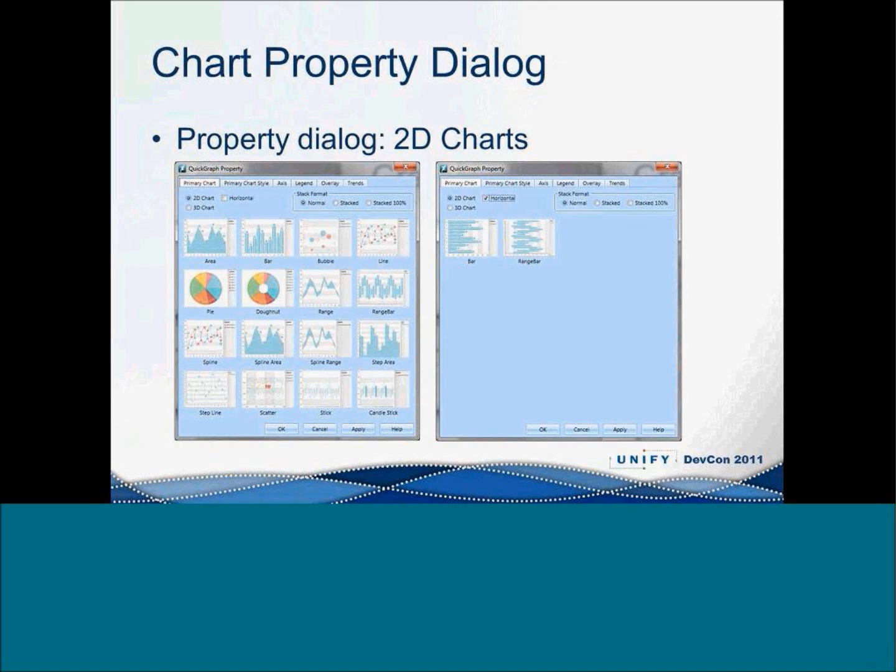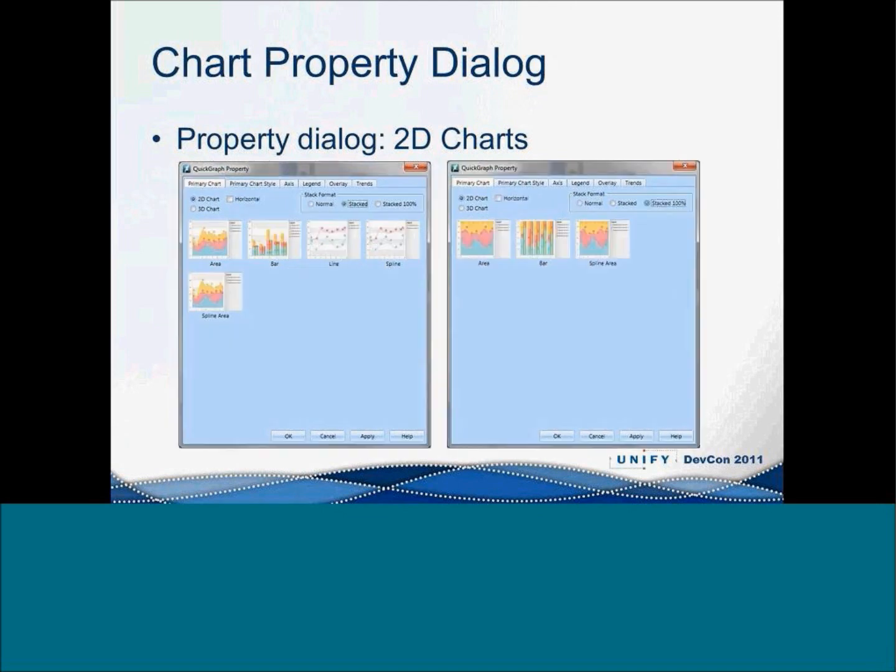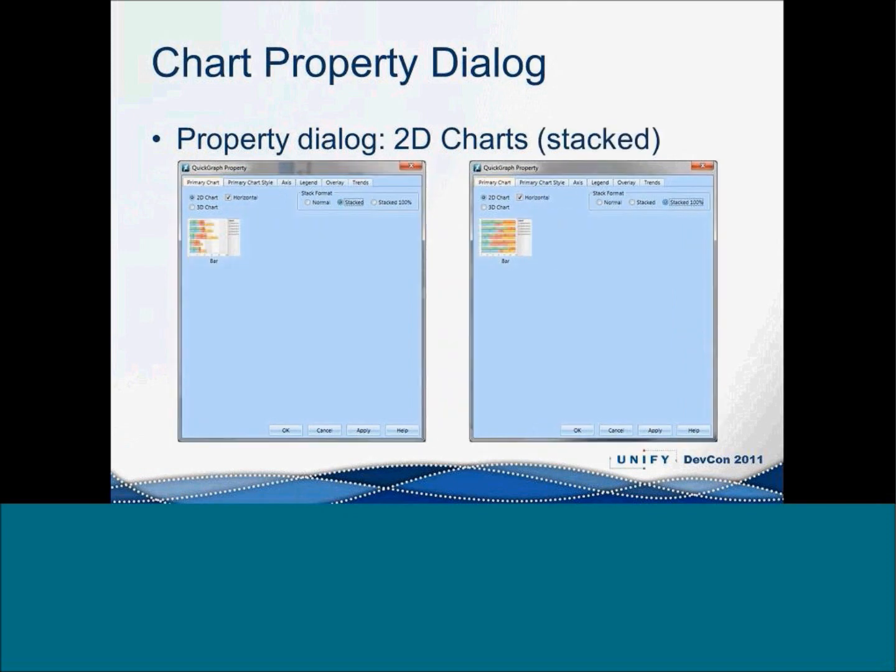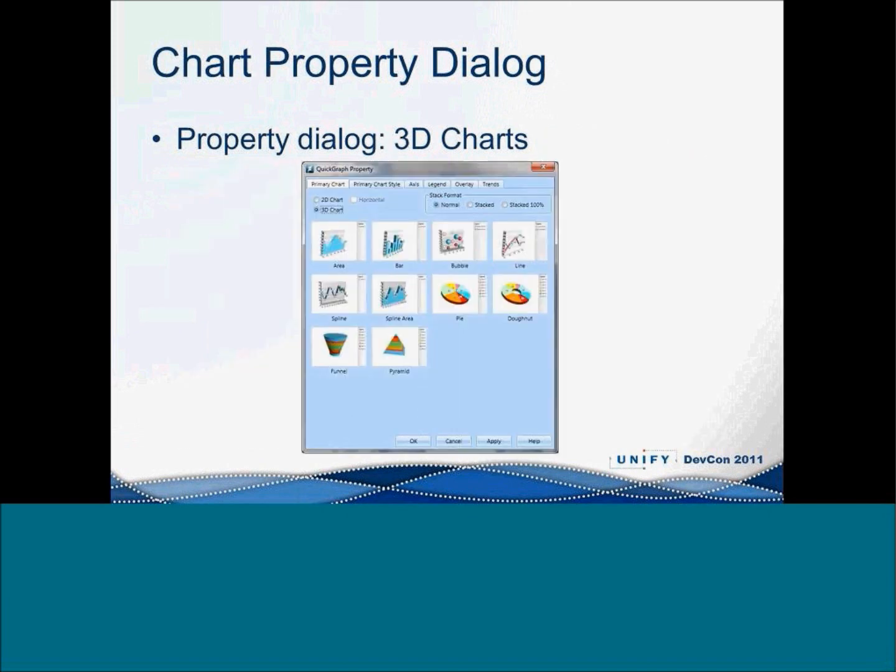The property dialog for two-dimensional charts is for the stacked ones, like for the horizontal charts, like bars or candles. So you can use them as a stacked version. And we also have a lot of new three-dimensional charts, like areas, bubbles, which are very nice to use, lines, donuts, and pies, and pyramids, and so on, to display data in a very modern way. So you can use them directly by changing only properties in your existing applications.